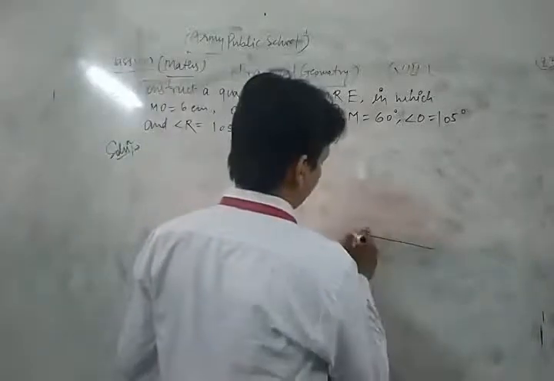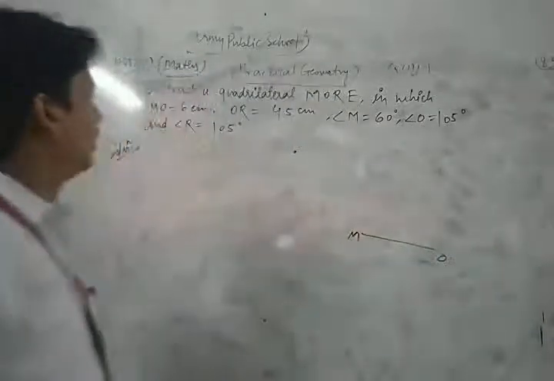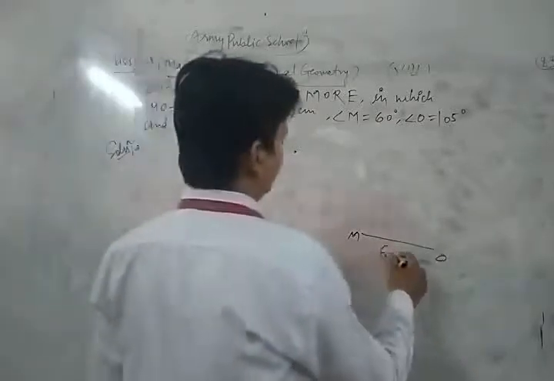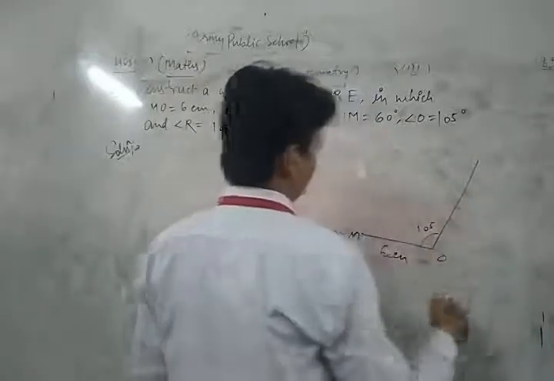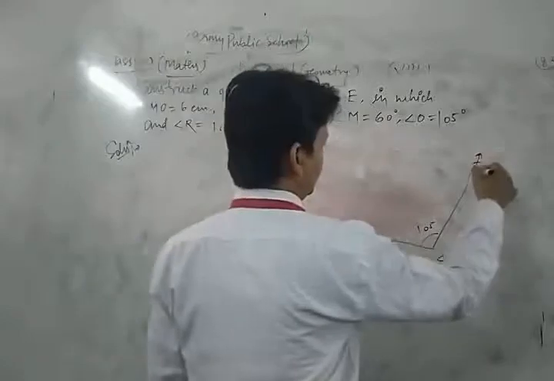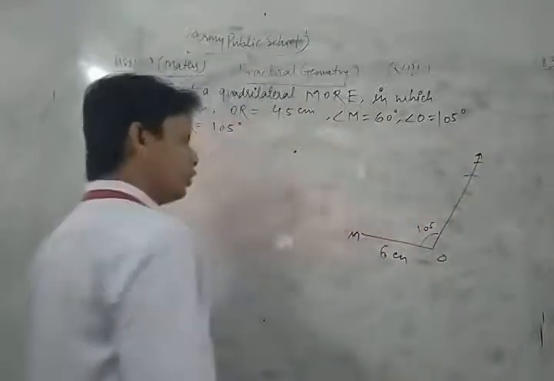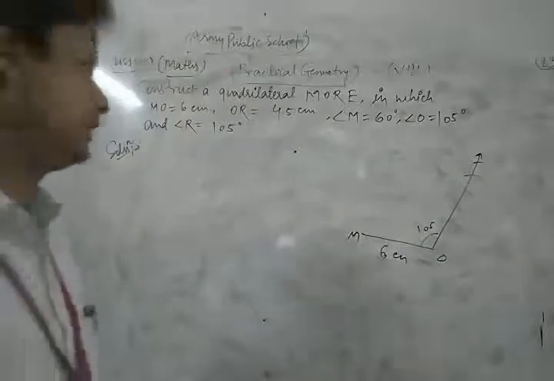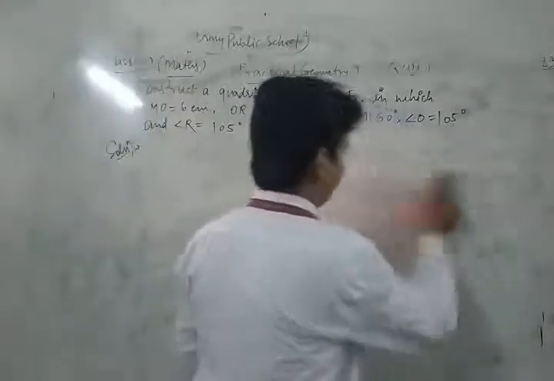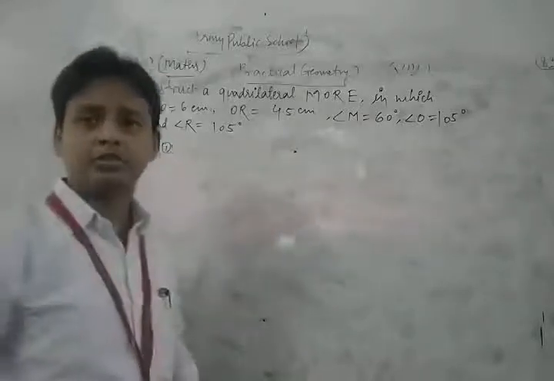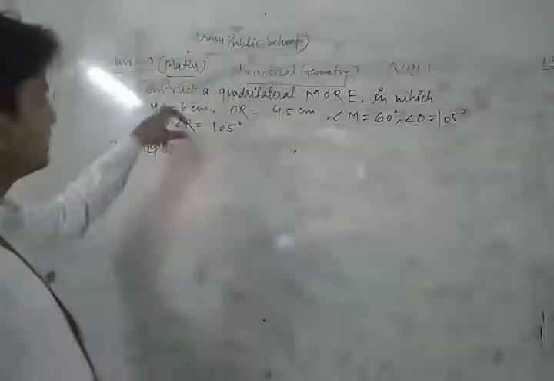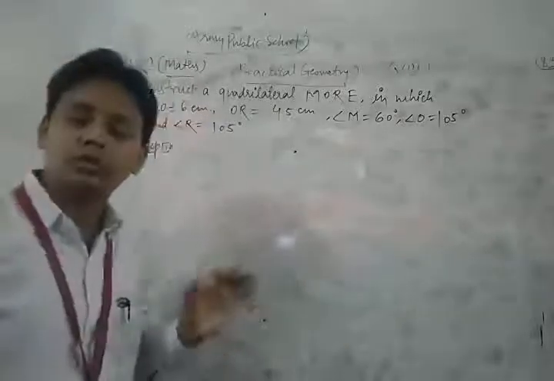Let's see. First of all, suppose that this is MO, your side of 6 centimeter. Now from O we form an angle of 105 degree, and draw an angle and cut the previous one. Now we don't form any rough sketch, we directly solve it. In the first step, we draw a line segment MO equal to 6 centimeter. This is the first step of that question.